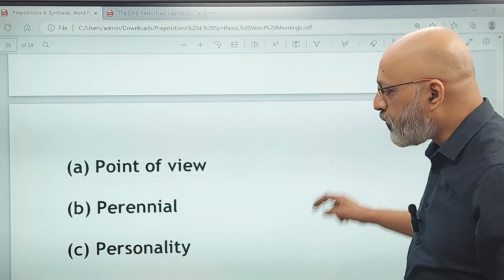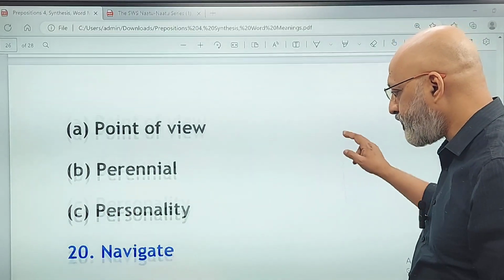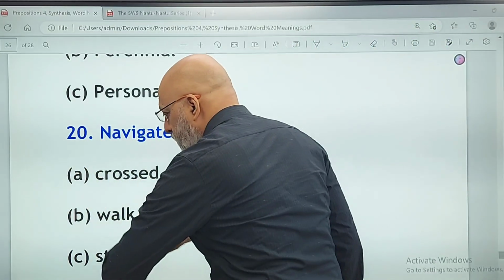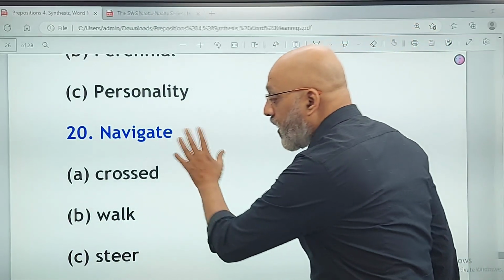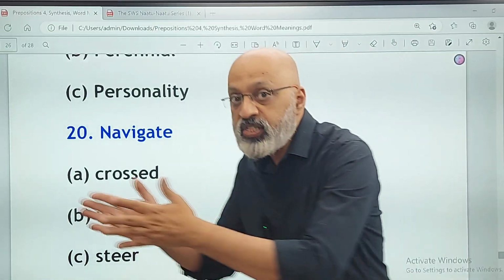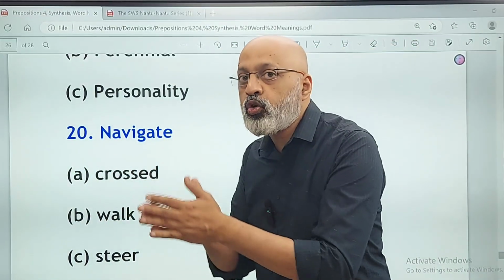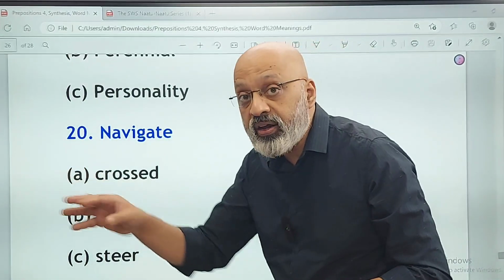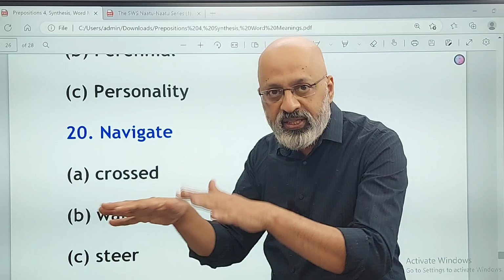Perspective, point of view, perennial, personality. This is pretty simple, point of view. Navigate, does it mean crossing? Does it mean walking? Does it mean steering? We are talking about some kind of physical movement, right? Navigate का मतलब होता है he navigated through choppy waters. That means steer, right? He navigated the aircraft. So you're kind of steering it through, whatever be the terrain.